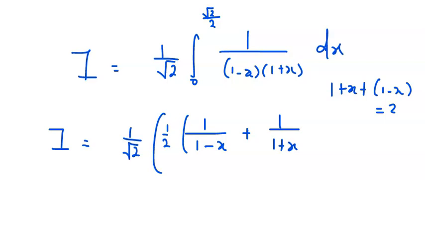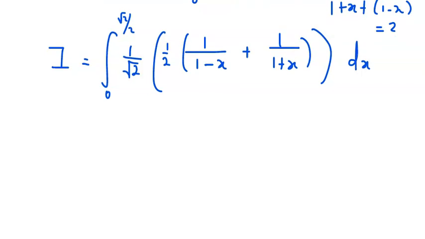So it means there will be 1 over 2 outside, right? So this is what we have right over here. And remember, we're integrating from 0 to root 2 over 2, and then we have our dx. So now, our I is going to be equal to, so here we have 1 over 2 root 2.